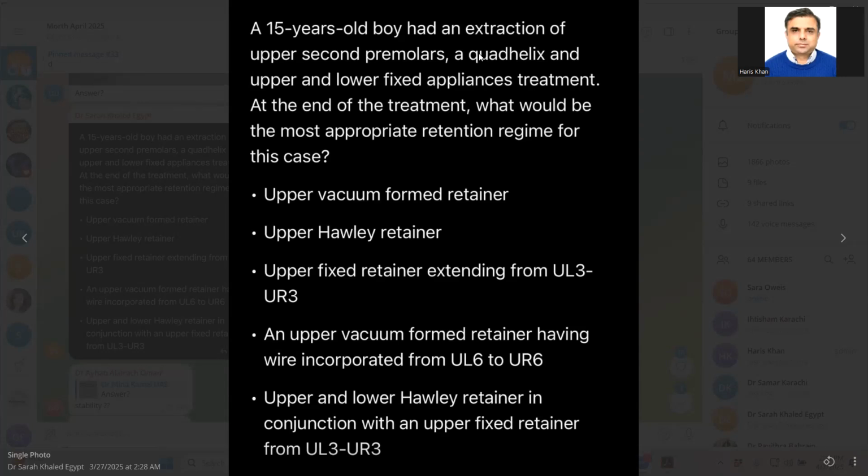So what is the need for a fixed retainer here? I do not see a need here. A Twin Block sample of fixed appliance at the end of treatment. I can go for option A here. Sorry, option D here, because I don't see the need for a fixed retainer here. So option D.